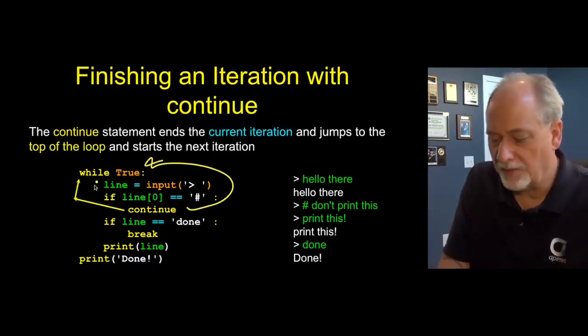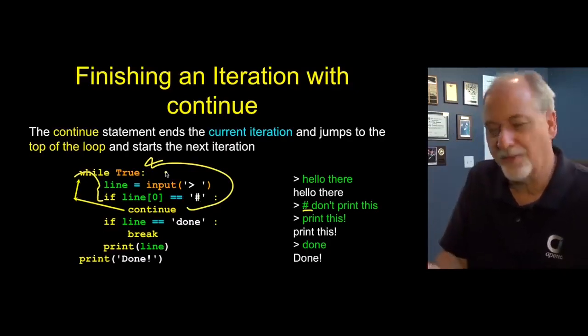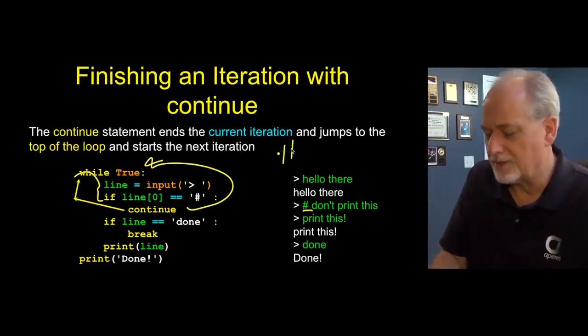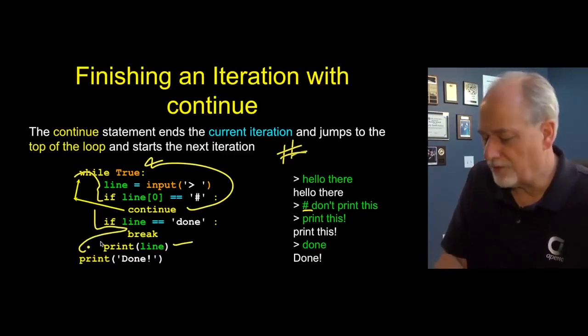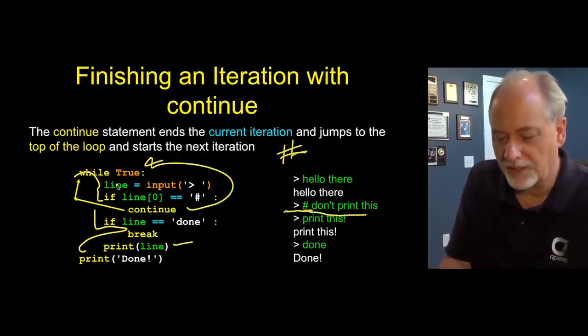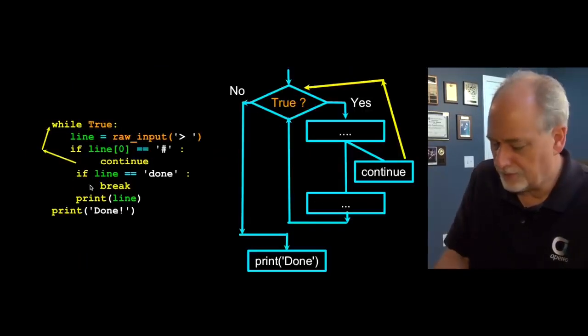And so here we read a line. If the first character, line sub 0, is a pound sign, we're going to skip it. This is a way for us to make little comments in our typing. And then if the line is done, we get out, and otherwise we print it. And so that's why there is no printout here, because it comes in, runs.